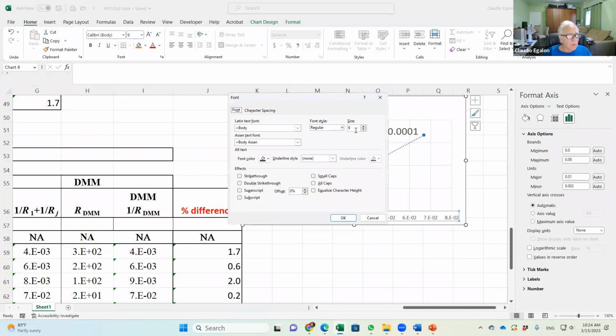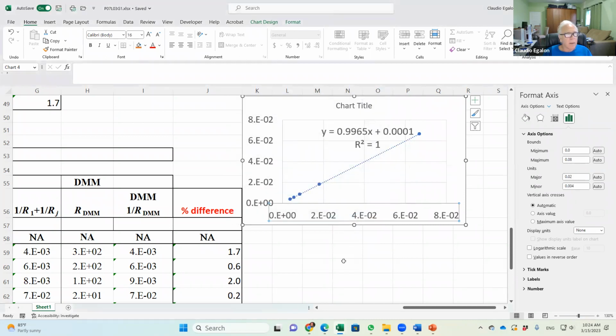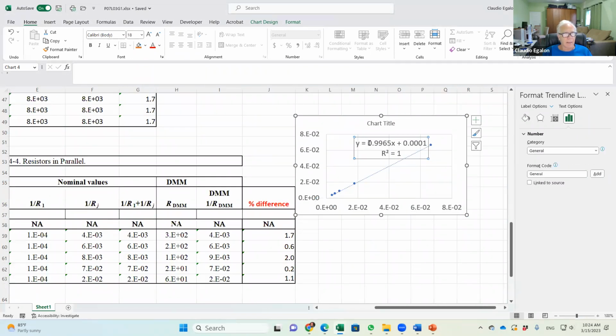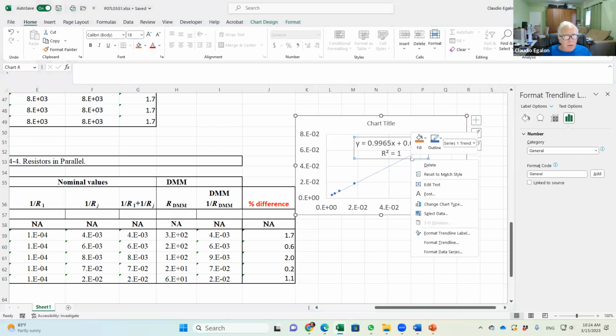Font. Okay, now I can zoom out. Again, this loop is very close to 1. This R square should be different of 1. Make sure you get the proper decimal places there, okay?